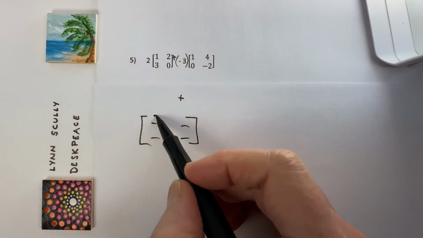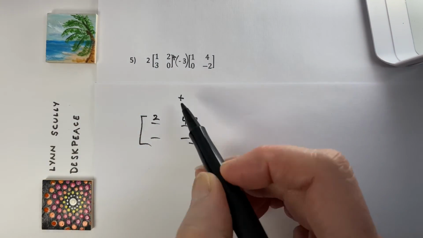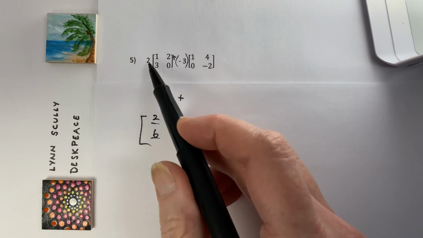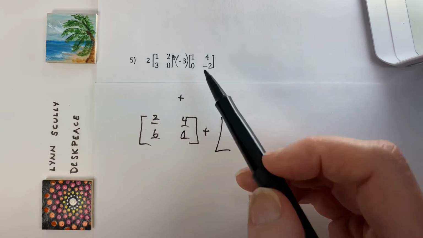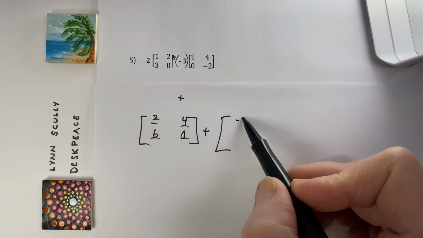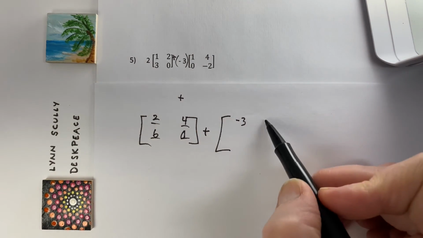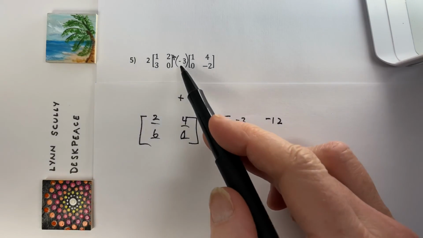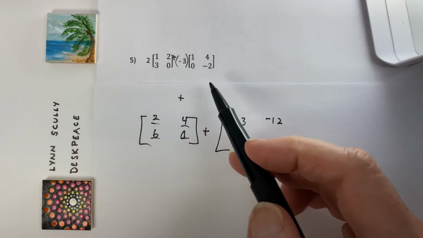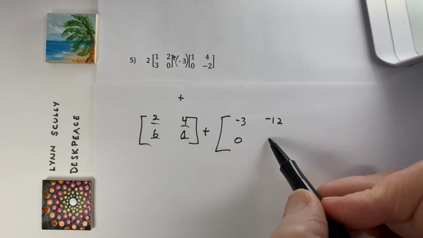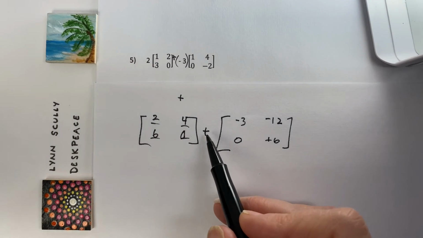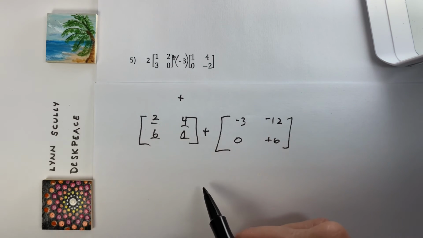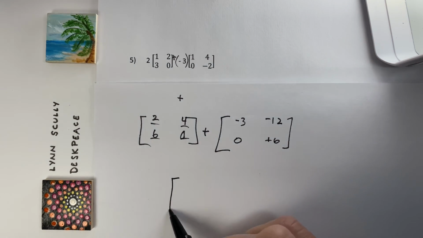2 times 1 is 2. 2 times 2 is 4. 2 times 3 is 6. 2 times 0 is 0. Plus, that's my preference. Negative 3 times 1 is negative 3. Negative 3 times 4 is negative 12. Negative 3 times 0 is 0. Negative 3 times negative 2 is positive 6. Okay, now I don't have to remember to minus everything, which I find a little harder to do.